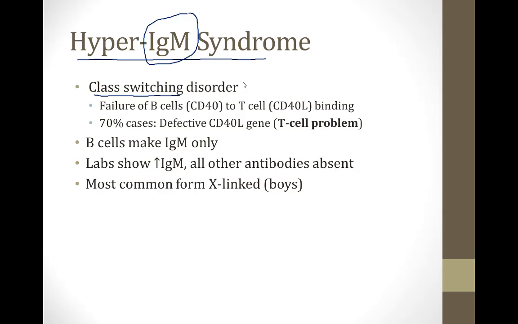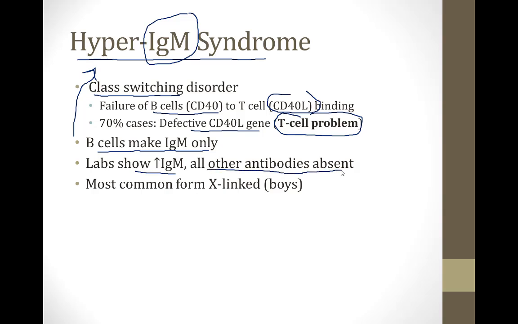Usually this disorder occurs because of a failure of the B cell surface marker CD40 to bind to the T cell CD40 ligand. In about 70% of cases, it's because of a defective CD40 ligand on the T cell, so it's actually a T cell problem, even though the B cells are having trouble making antibodies other than IgM. As I said before, in this disorder, B cells make only IgM. Labs will show high levels of IgM, which fits with the name hyper-IgM syndrome, but all other antibody types will be absent. And the most common form is an X-linked disorder that occurs most commonly in boys.